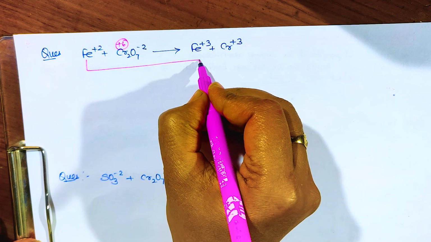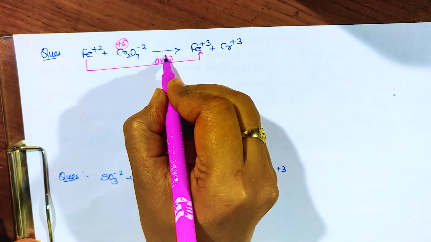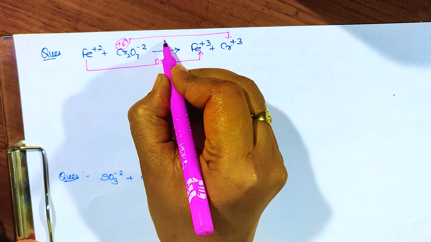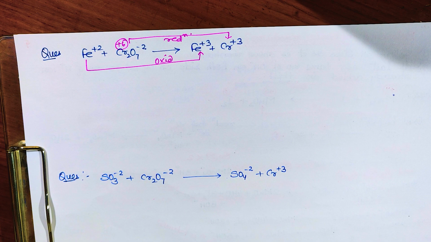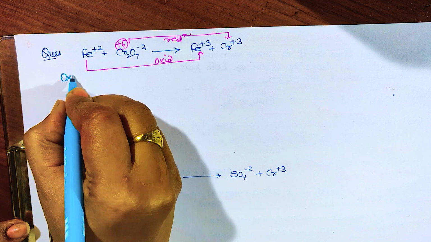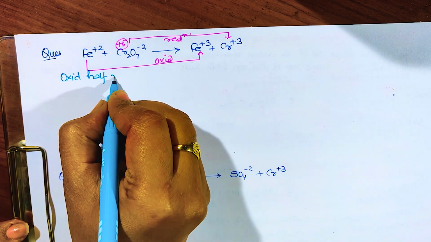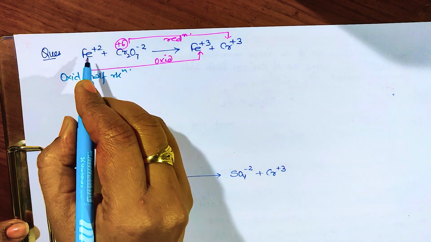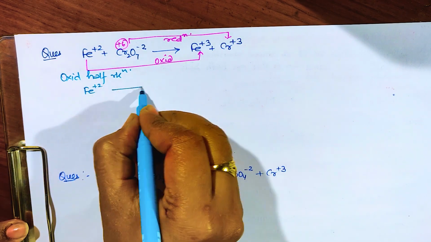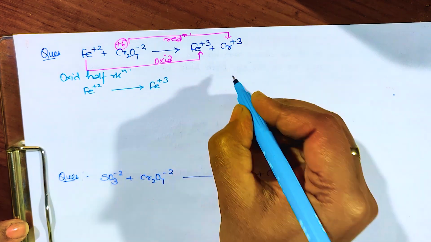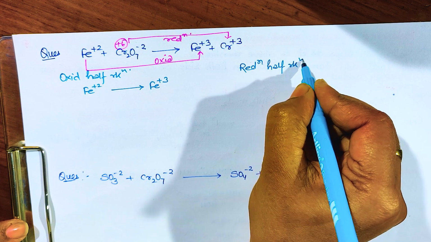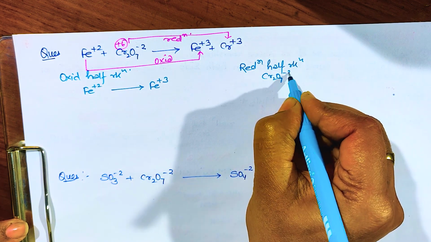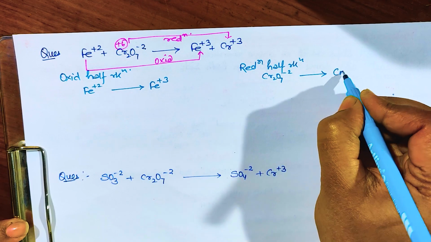This Fe is undergoing oxidation over here, and this chromium is undergoing reduction. First we will write the oxidation half reaction and then the reduction half reaction, and we will solve after that. Okay, so let me write the oxidation half reaction. That means this Fe +2 is going to change into Fe +3. Then the reduction half reaction is like Cr2O7 -2 undergoing reduction to Cr +3.